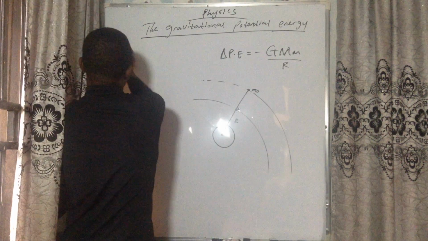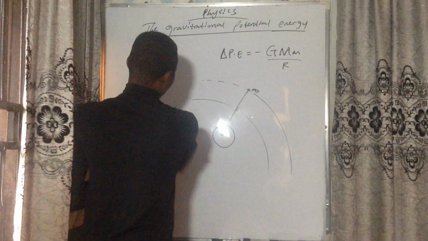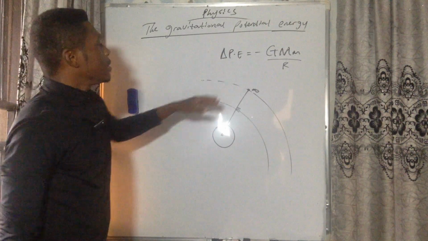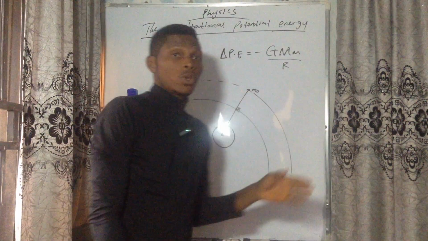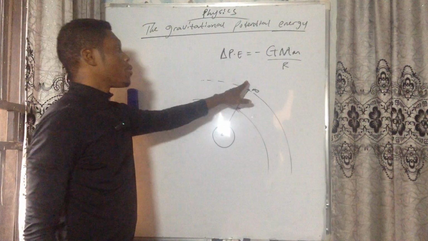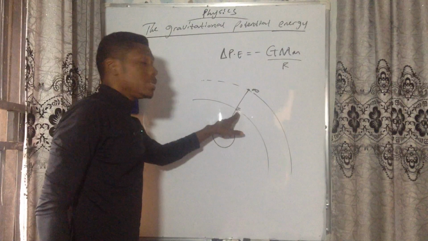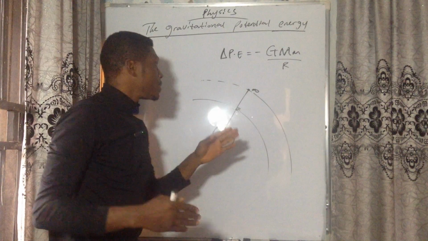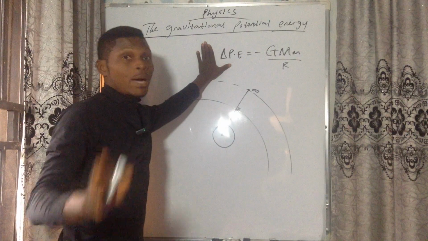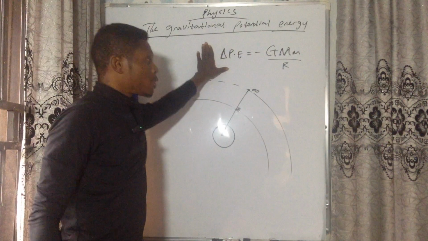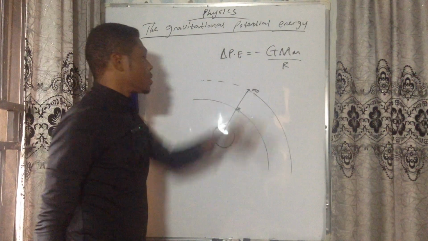So now, according to the definition of gravitational potential energy, it is defined as the work done in taking a mass from infinity to this point. Now let us calculate the change in potential energy. I told you that I want to verify this formula.